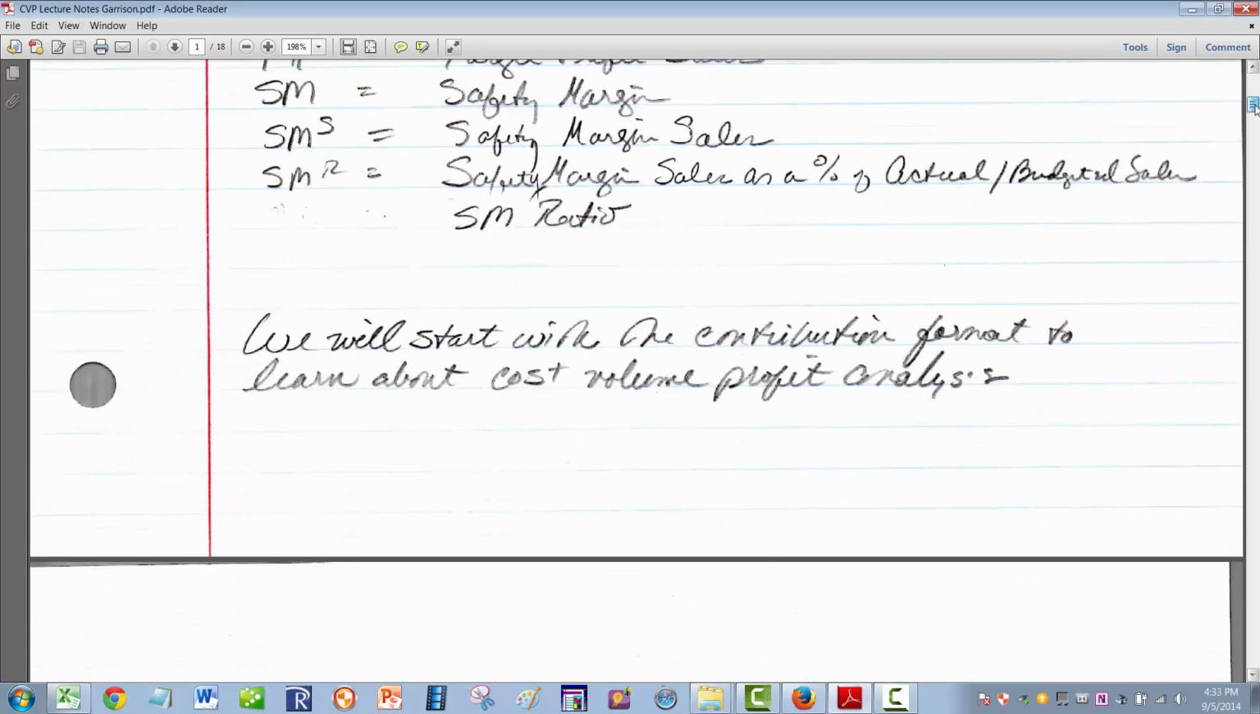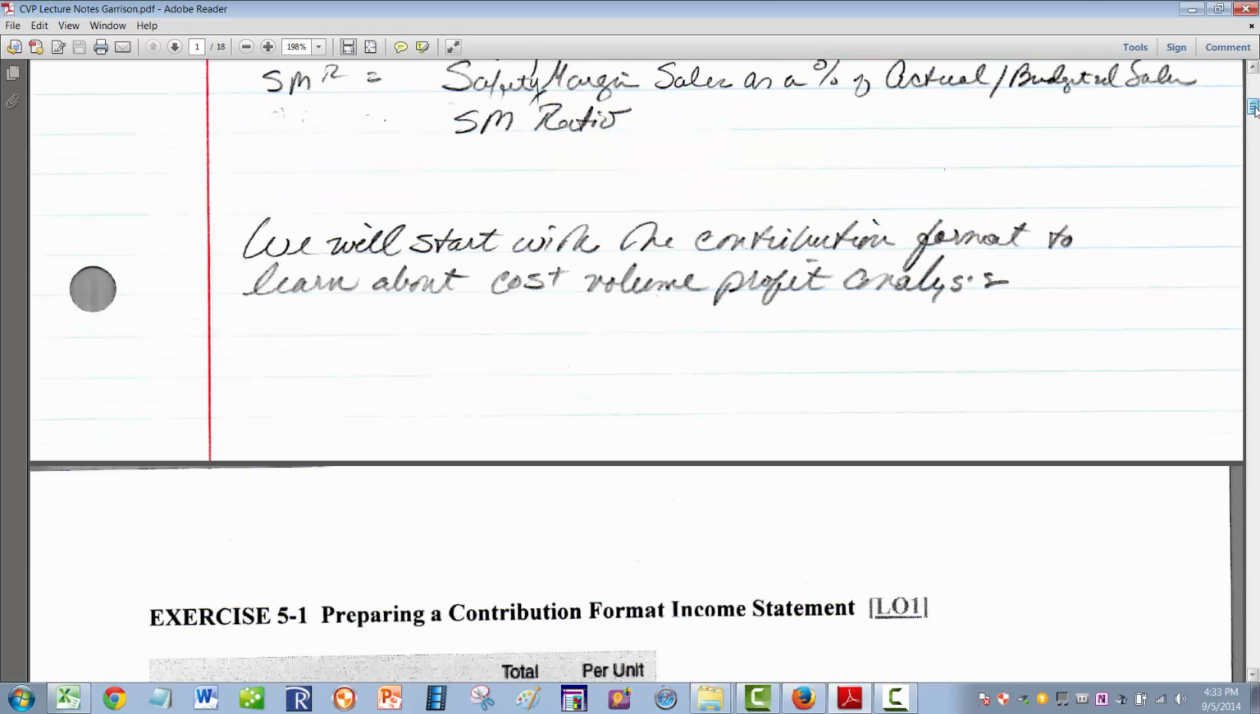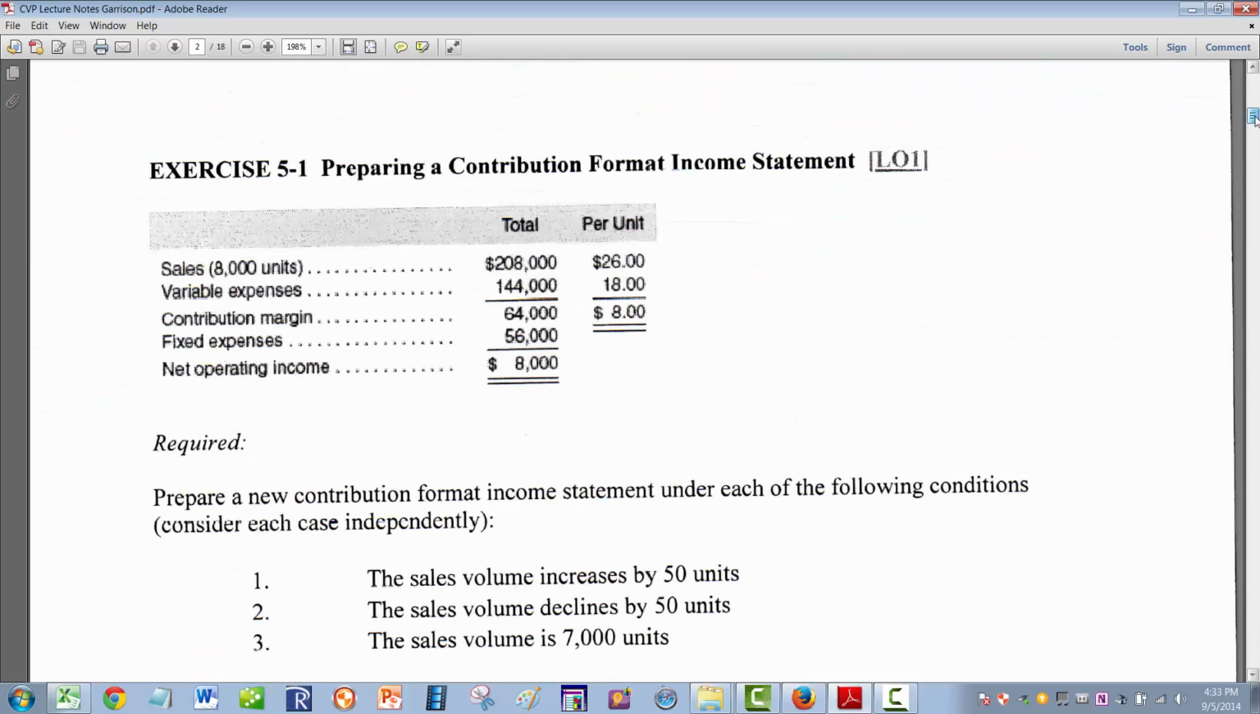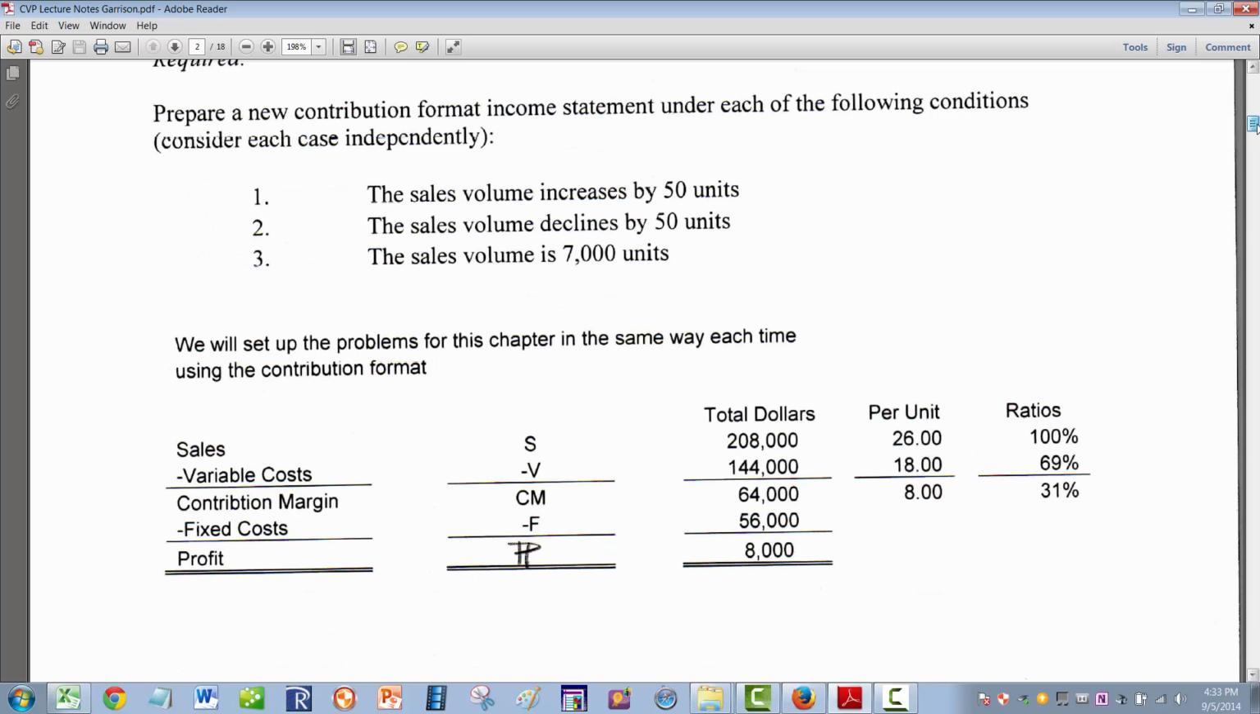We will start with the contribution format to learn about cost, volume, profit analysis. This is an exercise from your homework, and what I'm doing is showing you how I set up each one of the problems each time. If you set it up the same way, you will always be able to solve no matter what the question is asking you for. So cost, volume, profit looks at sales minus variable cost to yield the contribution margin, from which we subtract the fixed costs in order to determine the profit.